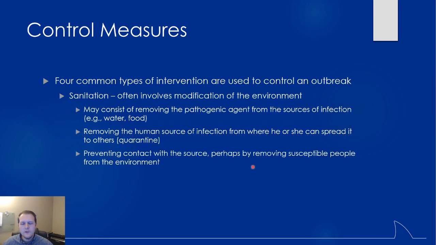There are different types of interventions we can use to control an outbreak. Sanitation is going to be one of the most frequent ones, and this involves modifying the environment. So it could be removing a pathogenic agent from the source of infection, say changing the water supply, maybe switching over to bottled water, changing the food. You may be removing the source of a human infection, say you quarantine a person from exposing other individuals, or you prevent contact with the source, maybe by removing susceptible individuals from the environment, right? So maybe taking certain kids who are at risk out of school, for instance. Different things like that can be used to modify the environment.